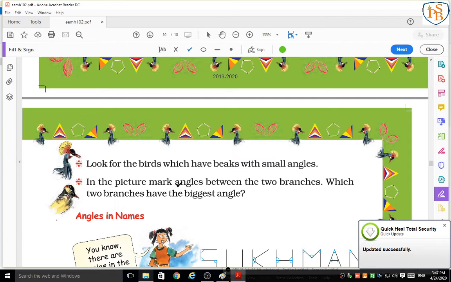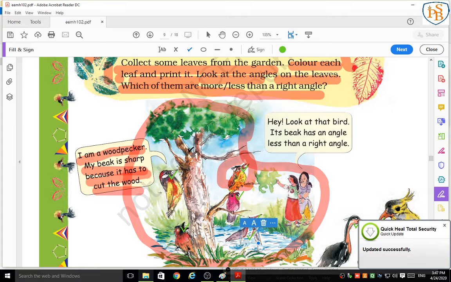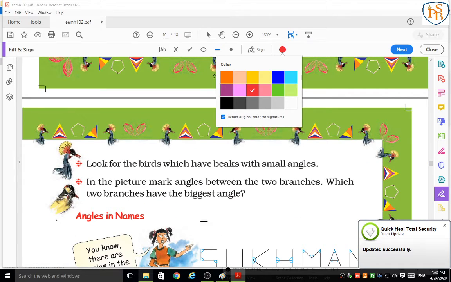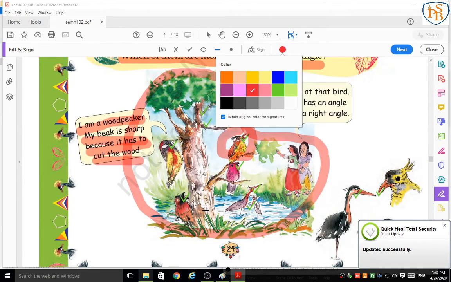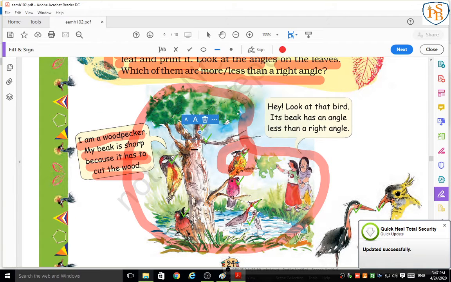In the picture, mark angles between the two branches. Which two branches have the biggest angle? Just tell me, just look over the branches of the tree, and if we can see, these branches also made an angle. So student, you have to tell which one will make the biggest angle. Which two branches make biggest angle? If we observe carefully here, they make a biggest angle.